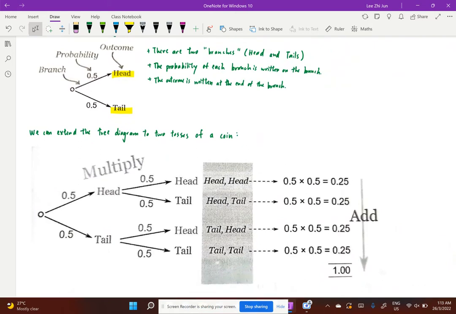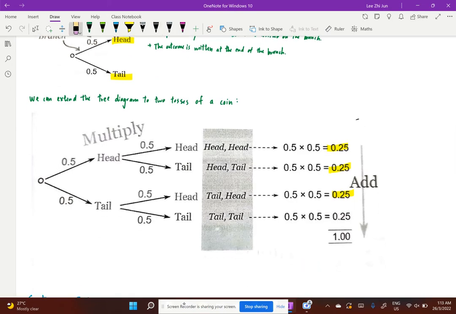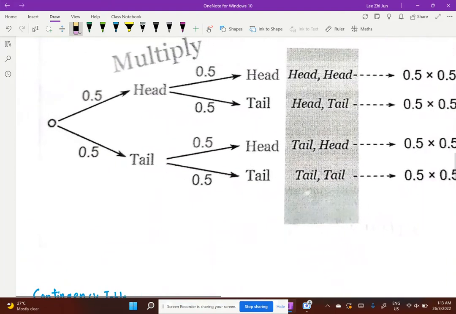For at least one head, I just take this 0.25 plus 0.25 plus 0.25, which will be 0.75 for at least one head. Let me write it here.